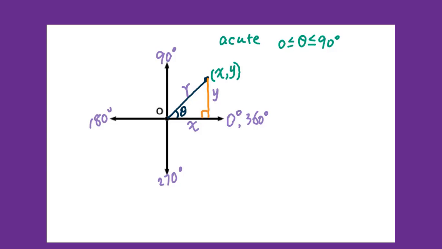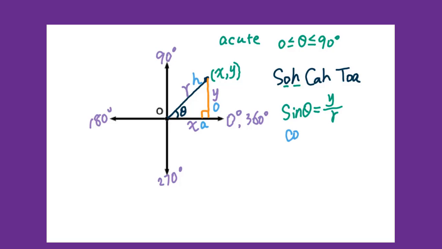We also label the hypotenuse, opposite, and adjacent sides. Then we use SOHCAHTOA to figure out sine, cosine, and tangent. So we know sine theta equals OH. That means y over r.